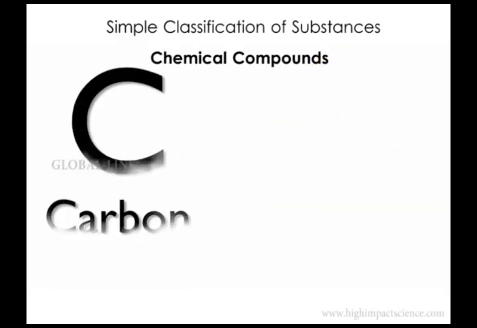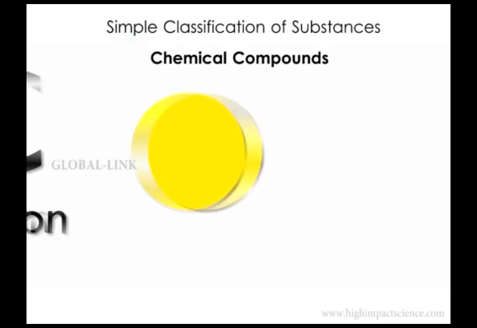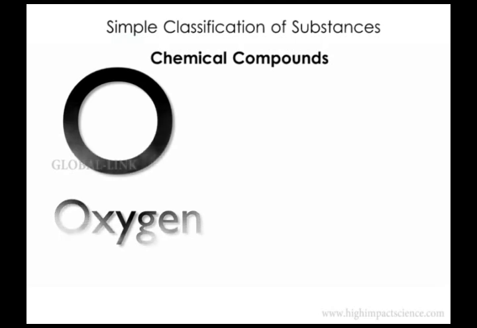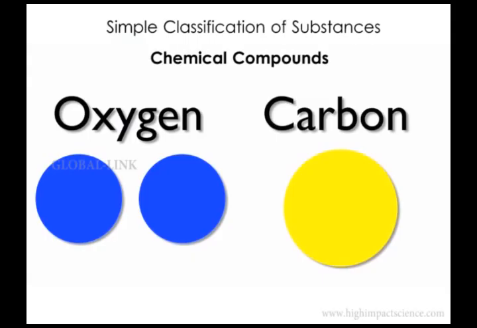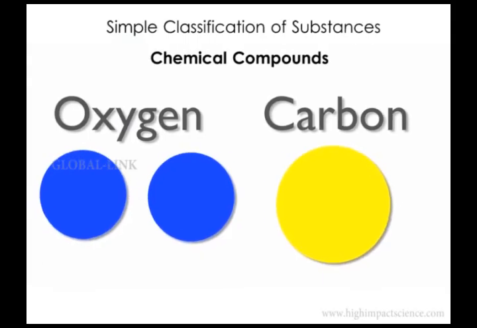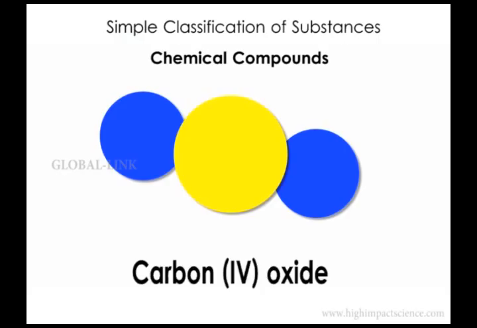Look at the element carbon, and let's have one atom of carbon. And next we get the element oxygen, and let's have two oxygen atoms. If we combine one carbon atom with two oxygen atoms, we get a compound called carbon IV oxide.